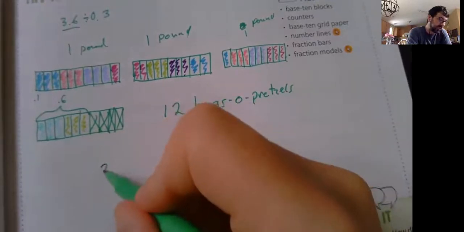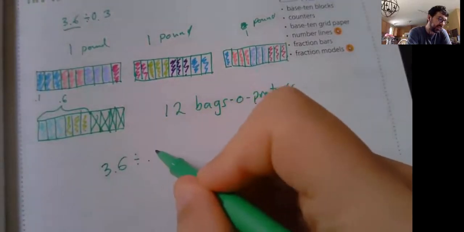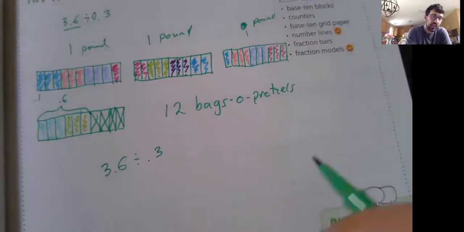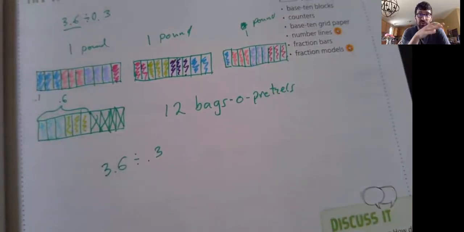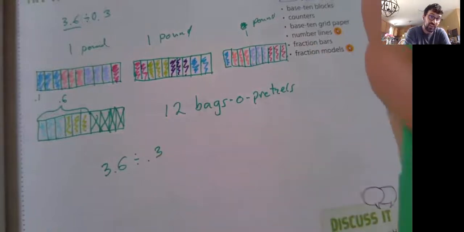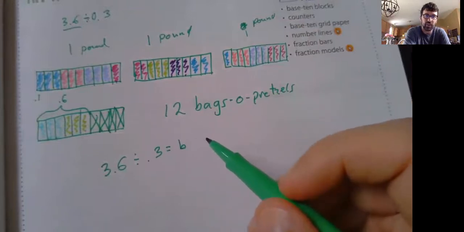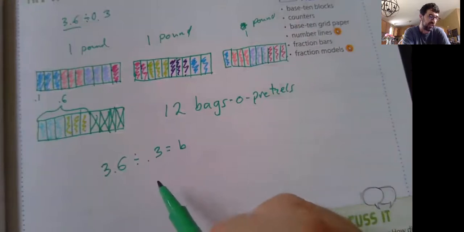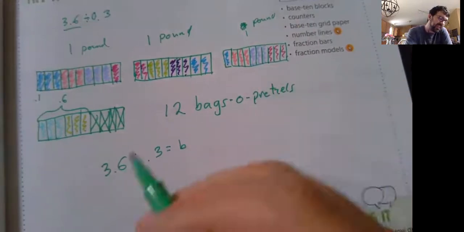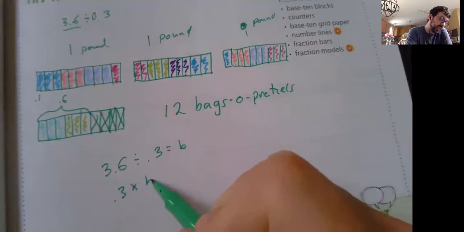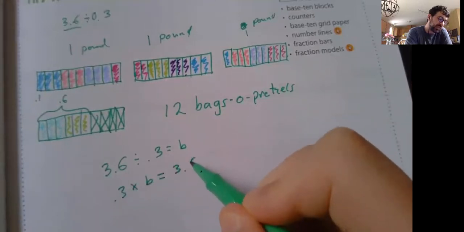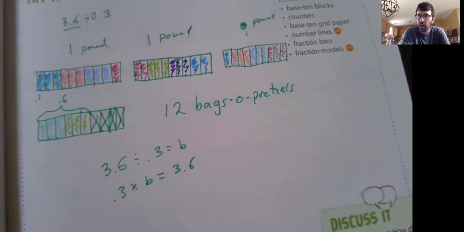So again, if my problem is 3.6 divided by 0.3, I should think multiplication, right? Now this, obviously, if some of you are already thinking multiplication, it makes it way easier. So if I use the inverse operation, I'm going to put this as equals B. B is for bags, okay? So we'll use that as our variable. So 3.6 divided by 0.3 equals B. The inverse of this would be 0.3 times B equals 3.6, right? Sweet. All I have to do is think about what times that equals this, right? Easy peasy, okay?